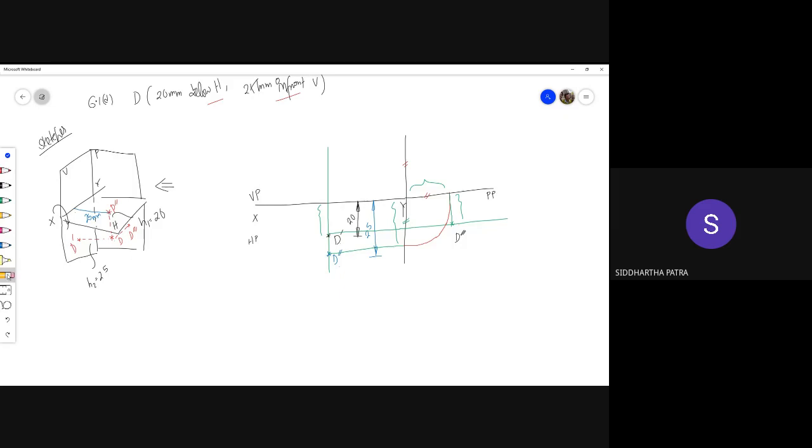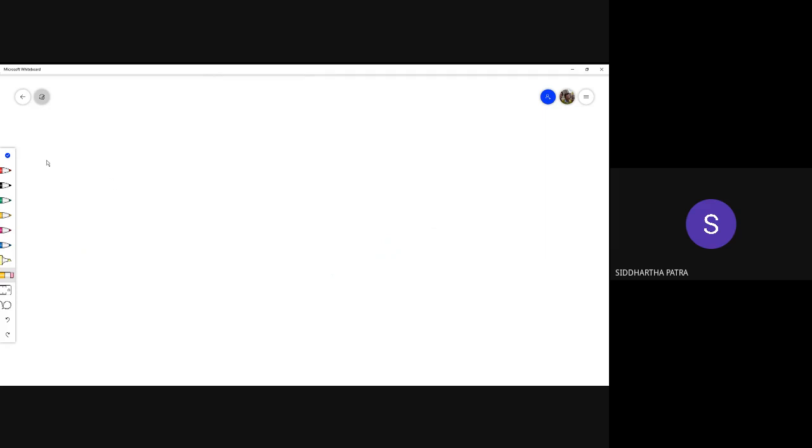Okay, next problem that we have is problem number 6.2. That is asking us to draw, let's say, point C with coordinates -12, 17, and -28.